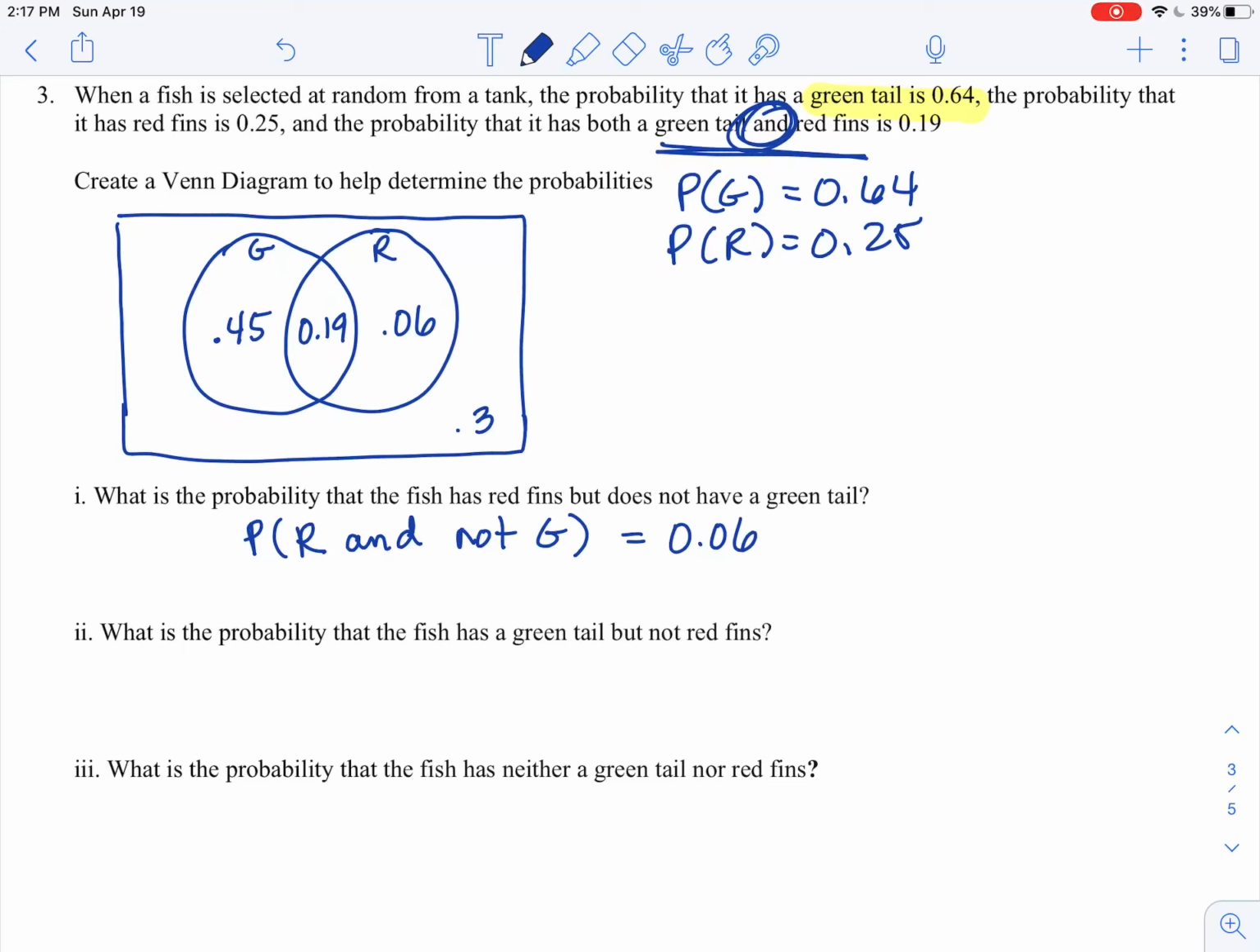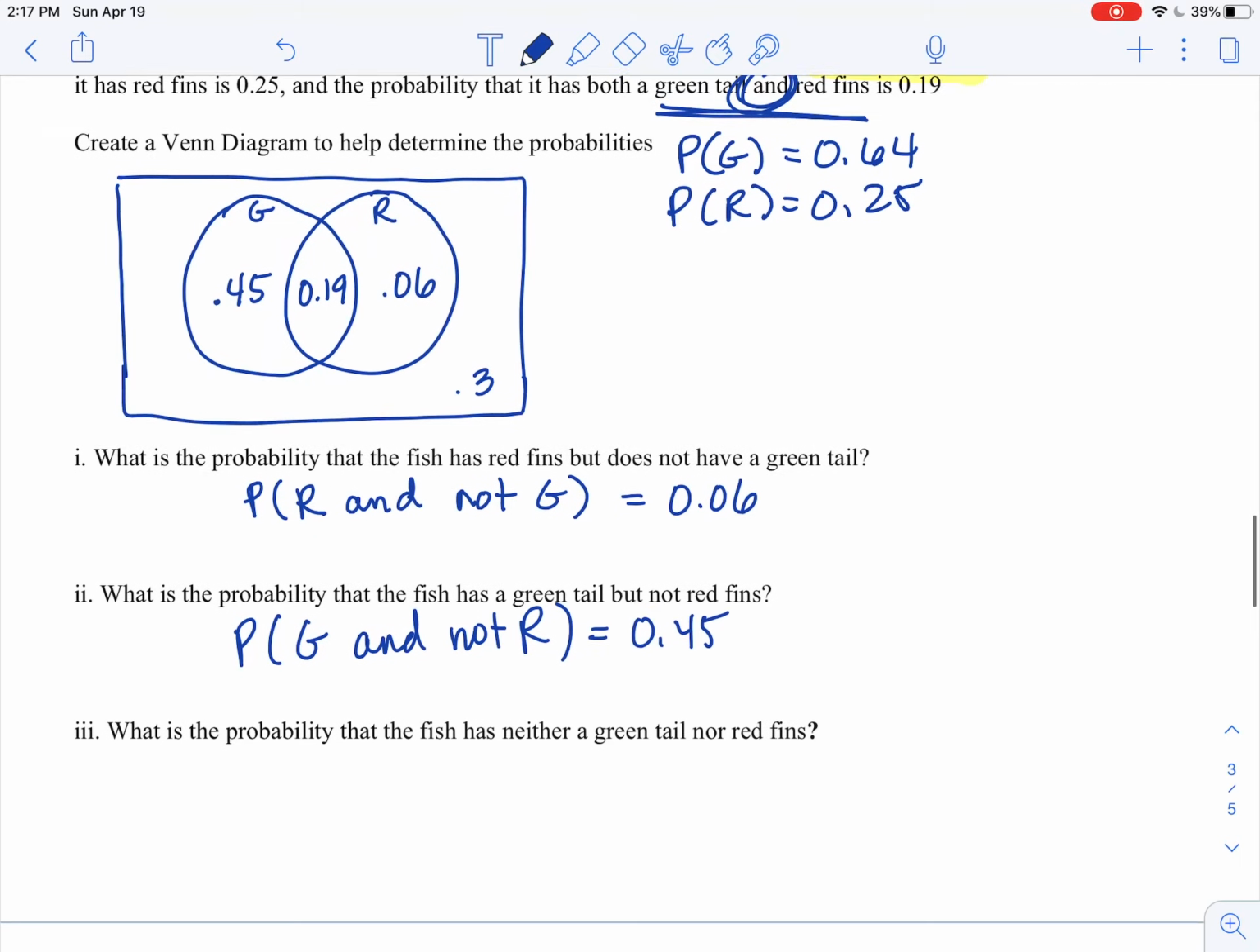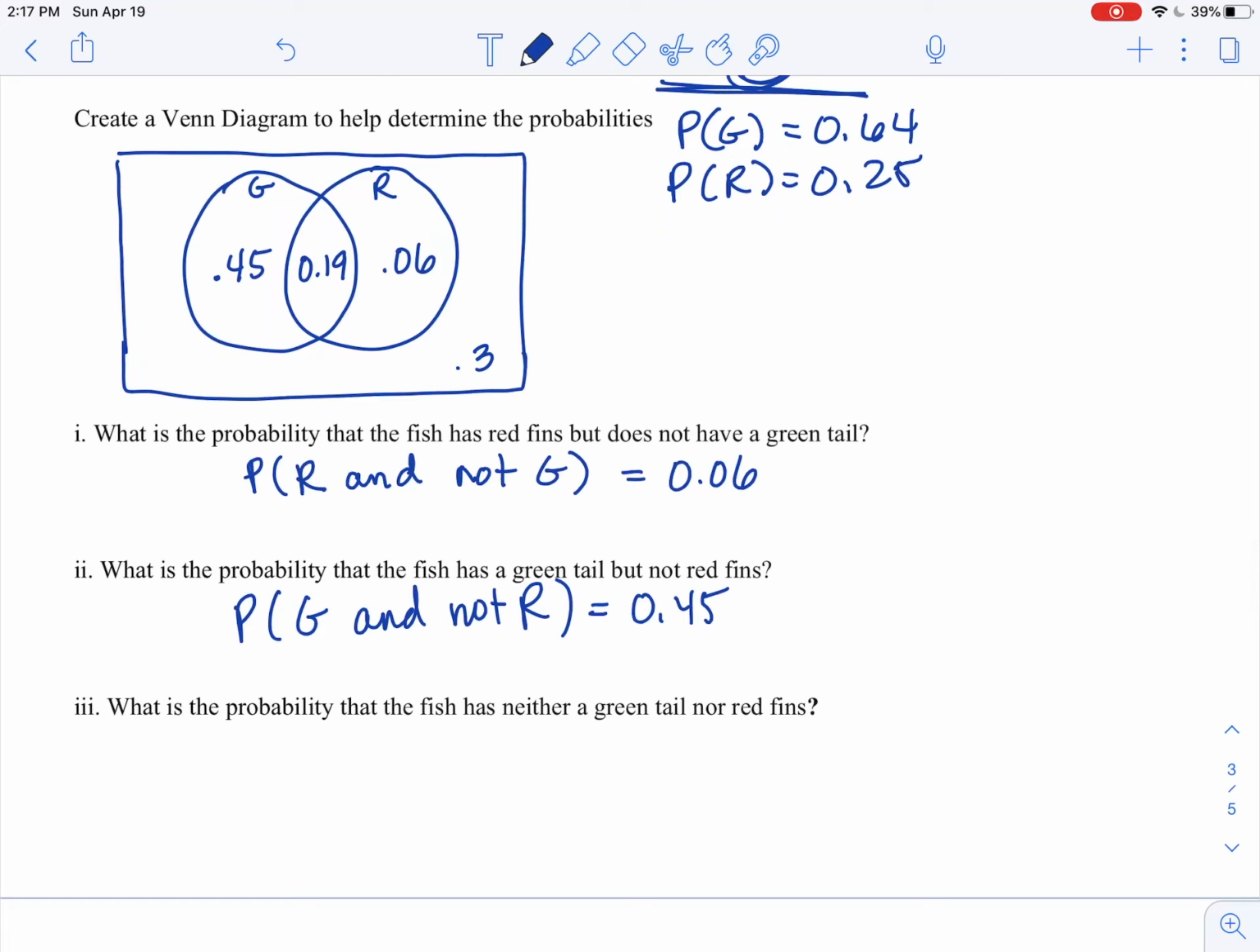What is the probability that the fish has a green tail but not red fins? So the probability of having a green tail but not having any red fins. Again, that's going to be a crescent moon type shape right here, where it's everything in the G circle that's not in the overlapping area. So that comes out to be 0.45.